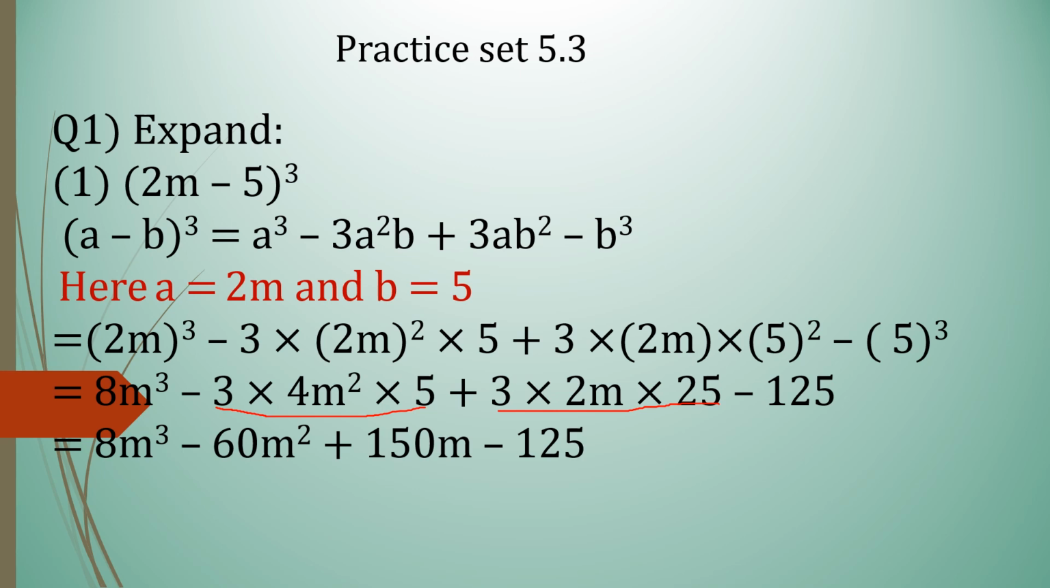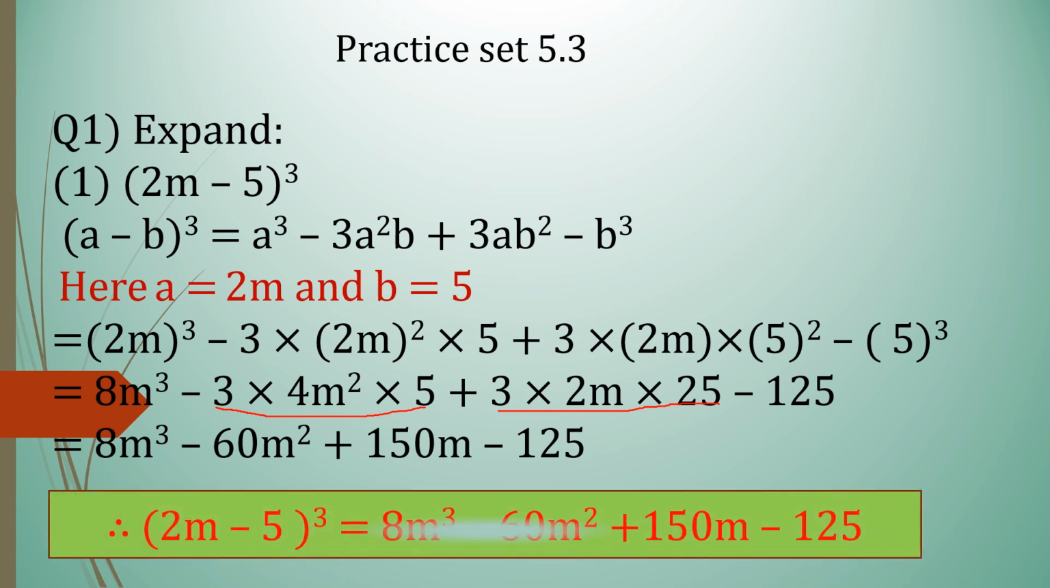So this is your answer. The expansion of (2m - 5) the whole cube, student, is 8m cube minus 60m square plus 150m minus 125. So by using this formula, we will solve the exercise. So let's move to our second one.